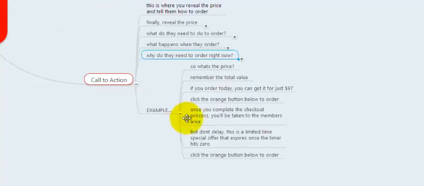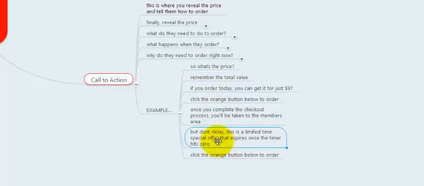And then, just as an example, the format here for the call to action flow would basically go like this. So you're probably wondering what the price is. Remember how we talked about earlier, how it's all worth $1,997, as we just talked about. If you order today, you can get it for just one payment of $97. Click the orange button below to order. Once you complete the checkout process, you'll be taken to the members area, where you can get the product, etc.